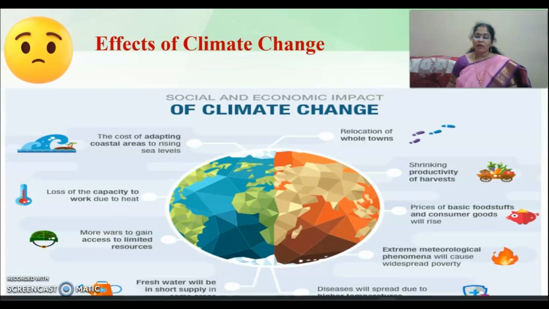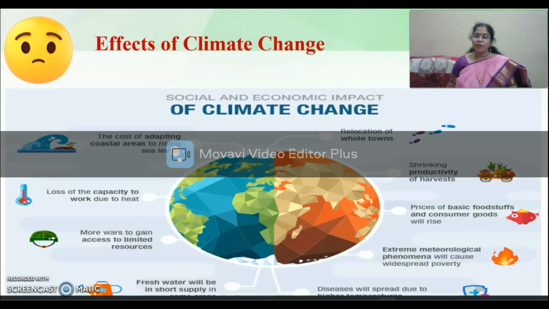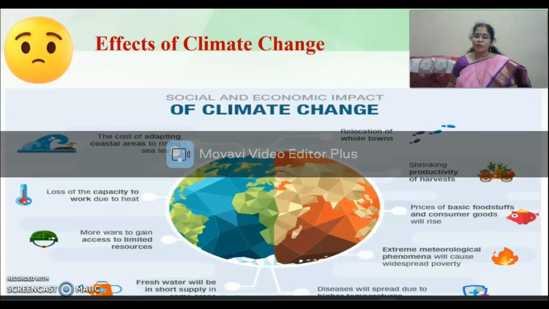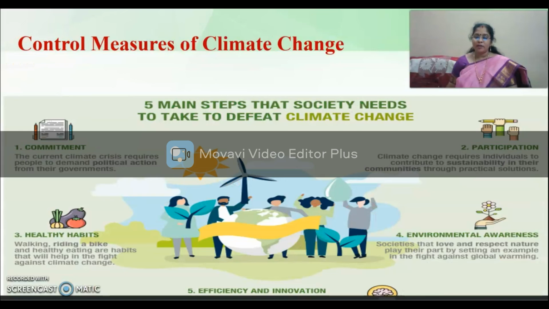When we are having hotter cities, we would tend to move to the hilly region, and there will be shrinking in the productivity of the harvest and a rise in the price of foodstuff. Even in the hilly regions, the land cost will also increase, and extreme meteorological phenomena will cause widespread poverty, and diseases will also spread because of the climate change.